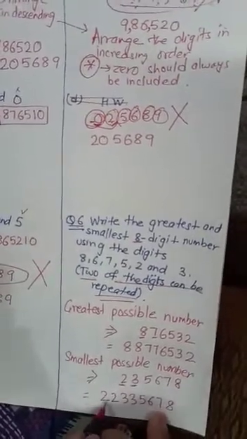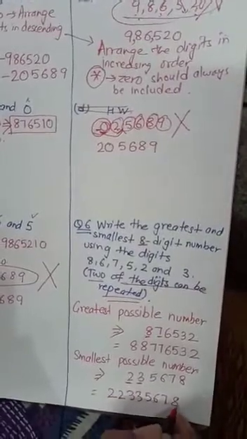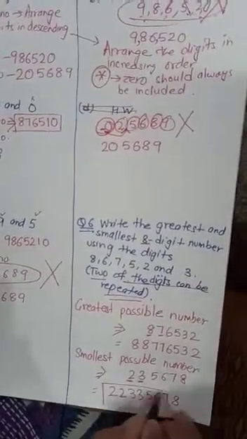So we will check, is it an 8-digit number? 1, 2, 3, 4, 5, 6, 7, 8. Right? So this is your answer.